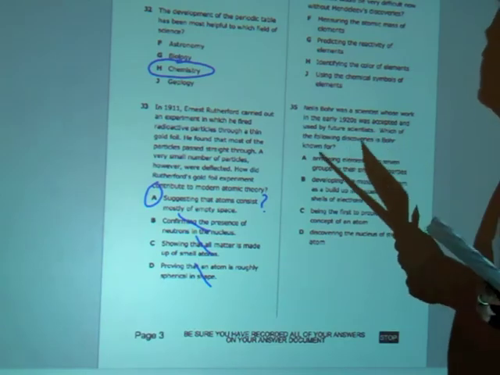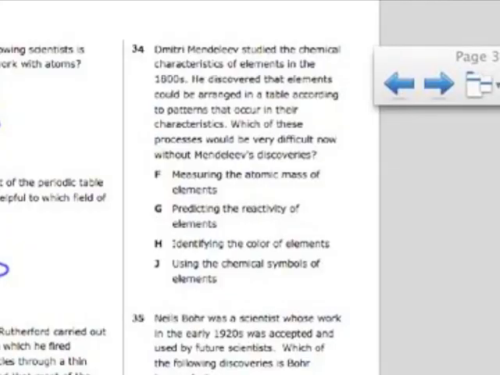Okay? 34. Dmitri Mendeleev studied the chemical characteristics of elements in the 1800s. He discovered that elements could be arranged in the table according to patterns that occur in their characteristics. Which of these processes would be very difficult now without Mendeleev's discovery? Measuring the atomic mass of elements. Would that be tough? Yes. Could be. Predicting the reactivity of elements. No. We can predict them based on where they are on the table, right? Yeah. That'd be pretty tough without it. So that could be a possibility.